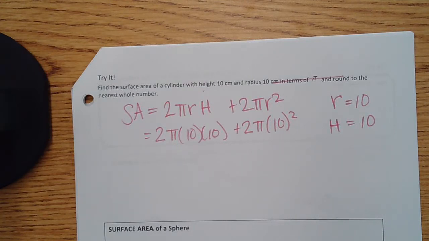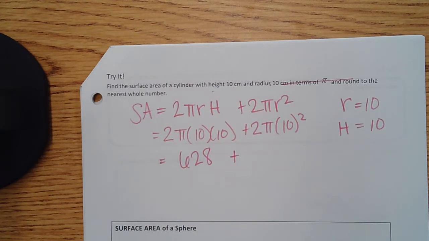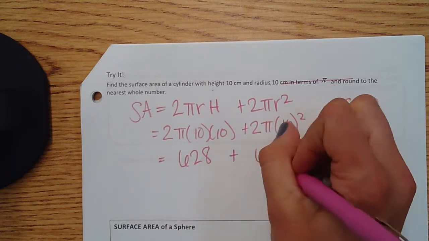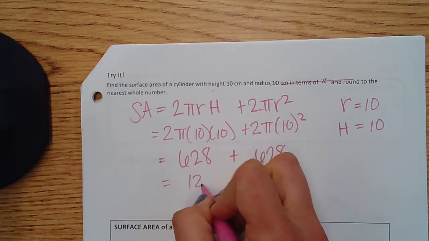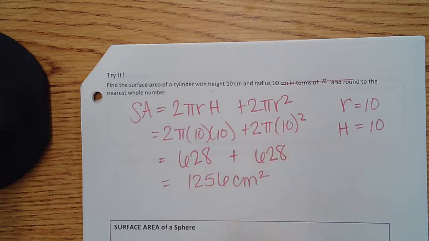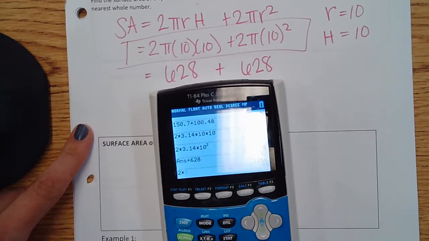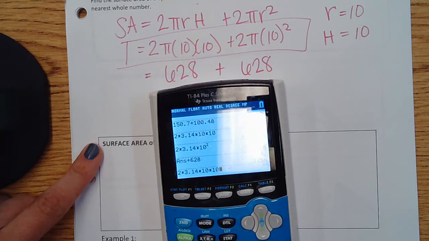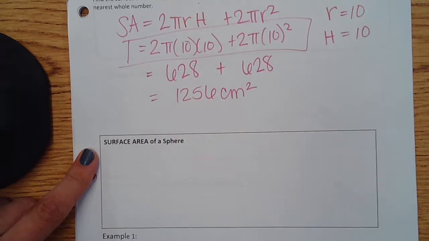2 times 3.14 times 10 equals 628 plus 2 times 3.14 times 10 squared, 628. Some of you probably noticed it's going to be the same thing. Add those two numbers together and we get 1256 centimeters squared. Now, can I plug this whole step in once? Well, let's try this. 2 times 3.14 times 10 times 10 plus 2 times 3.14 times 10 squared, 1256. So if you're one that wants to do less steps, you can plug those all in at once.